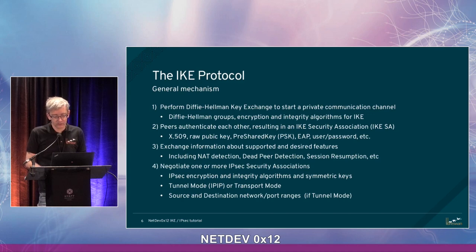Then we negotiate various things: net detection, net peer detection, session resumption, a bunch of features that can be enabled depending on the session. I won't go into too many details. There are about 20 different RFCs that have different IKE V2 features. But if you have any interest in some specific thing, then let me know. And finally, once the peers have authenticated each other, they're actually going to negotiate the IPsec parameters. That's what are we going to encrypt, how are we going to encrypt it, which packets are we going to allow, what mode we're going to use, etc.